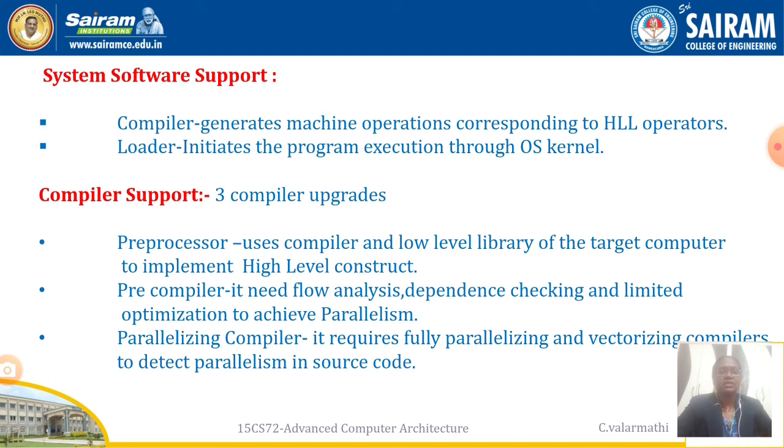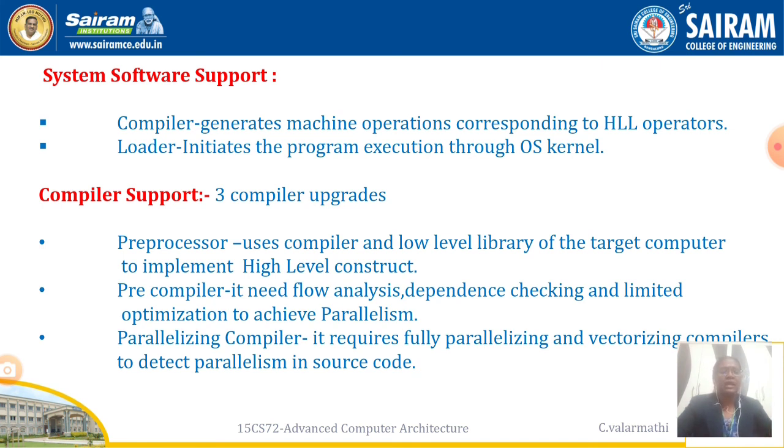Then the precompiler. The precompiler depends upon some flow analysis. For example, you are going to execute 3 tasks at a time, so we need to analyze the flow of each processing. One task may require the result from another task, one task may be waiting for resources. Similarly, these processes are interlinked. At that time we need to do the flow analysis. That kind of work is left to the precompiler and parallelizing compiler.